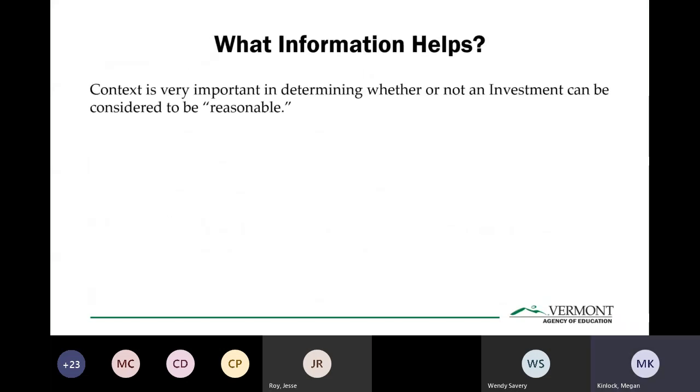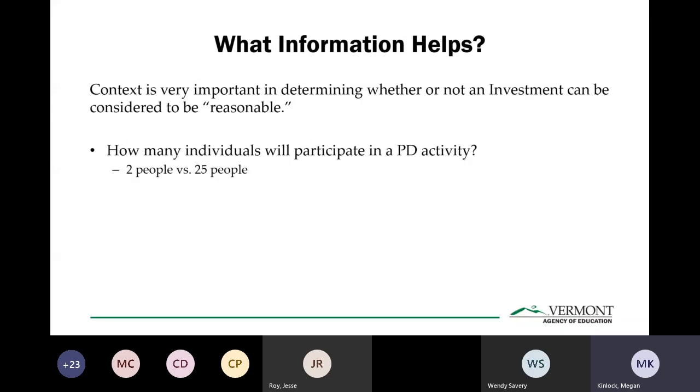So what kind of information is helpful for us to know? Context, very, very important. Thinking about how many individuals will participate in a PD activity. You have 2 people doing it or 25 people doing it, because that, again, greatly affects reasonability.